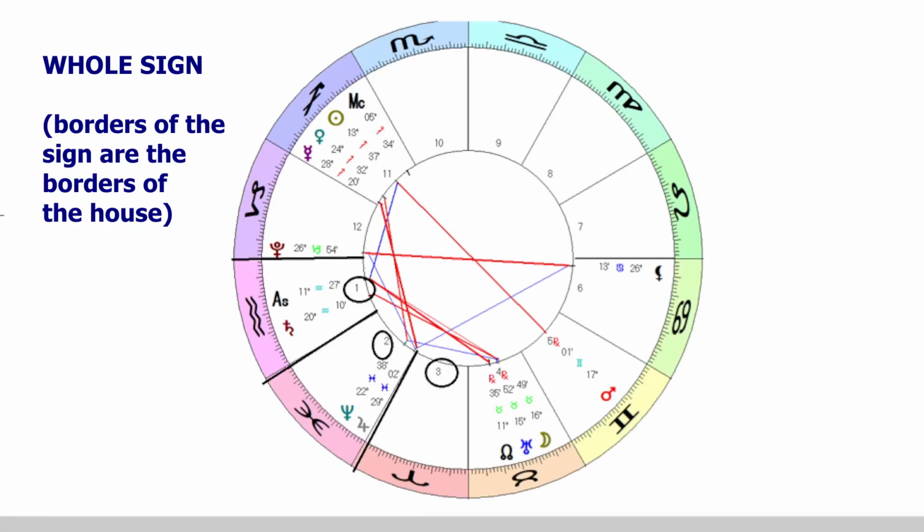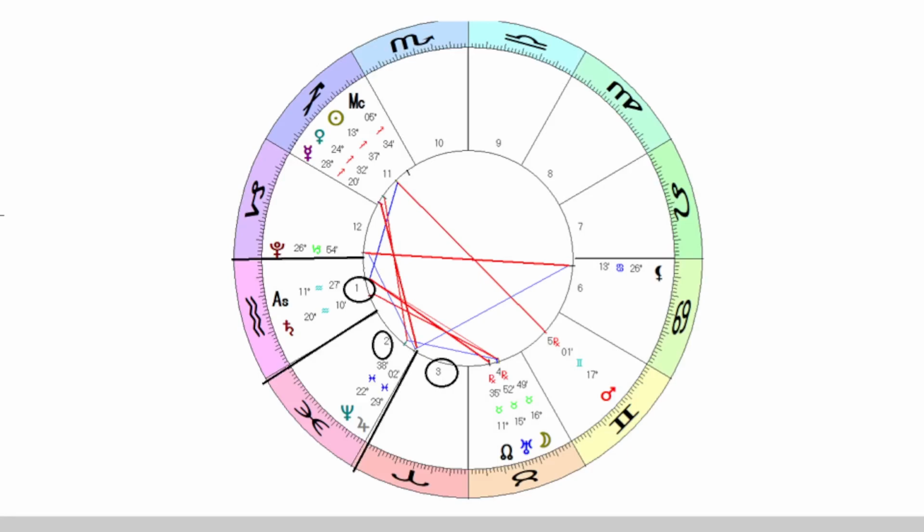Now, this system is gaining in popularity. It is the original house system. However, we didn't really know until recently that this was the house system that the Hellenistic astrologers were using. And so we had come up with different house systems, which I'll show you in a minute.